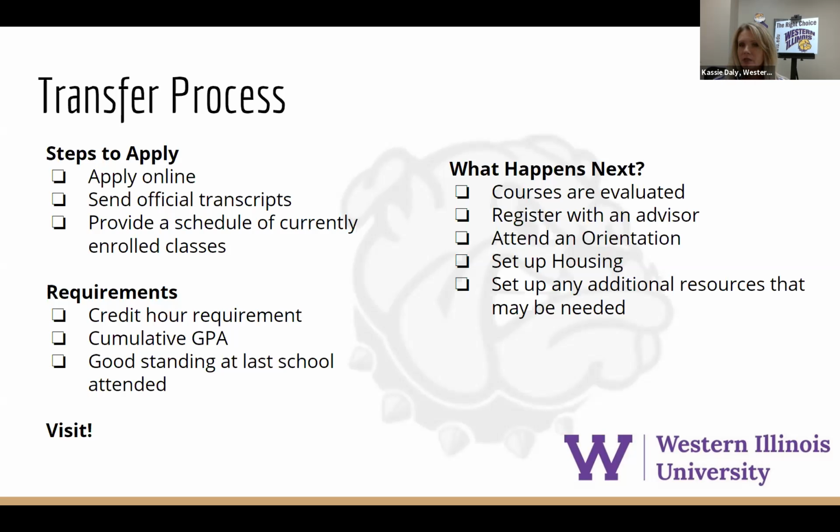So at the Quad Cities campus, we do not offer residential housing, but we do have that option at our main campus in Macomb. And so transfer students, we welcome them to live on campus. It's a great way to meet people, make that transition. But if you have earned over 60 credit hours or more, then you're not required to live on campus, and you're able to live off campus.